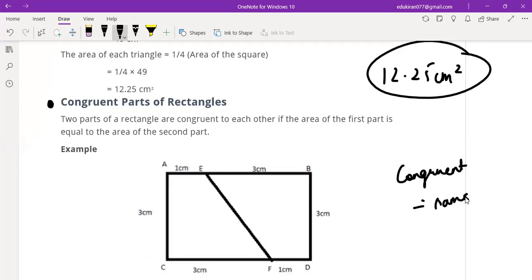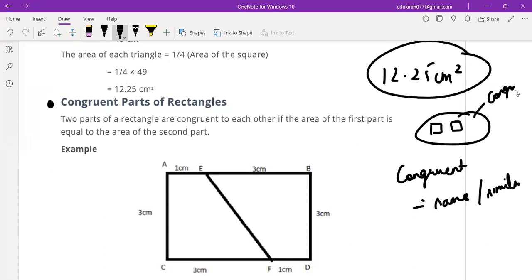Congruent means similar, same. Clear? For example, if I'm drawing this and if I'm drawing this, they both are looking same. That's why, instead of saying they are looking same, I'll say they are congruent. Clear? I hope you got the meaning of congruent.